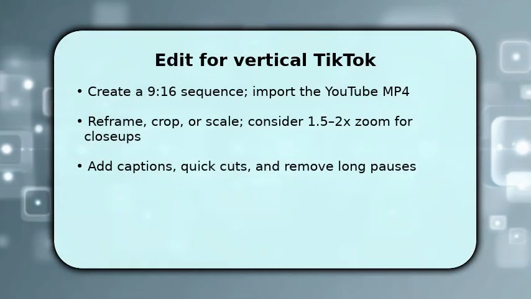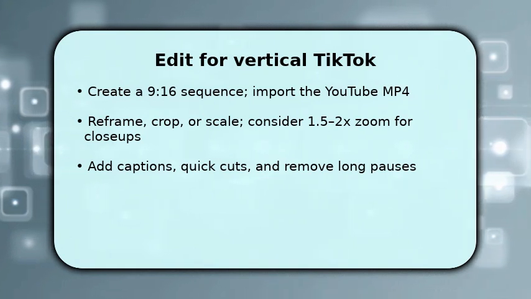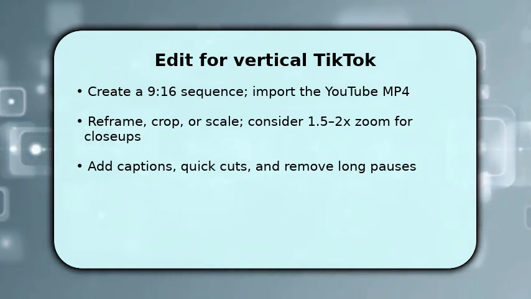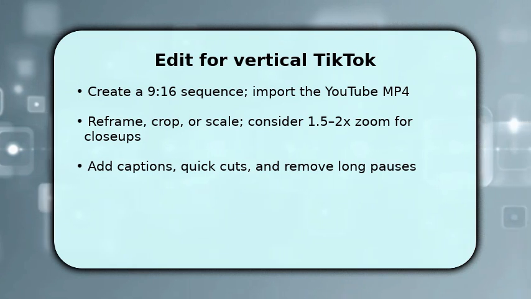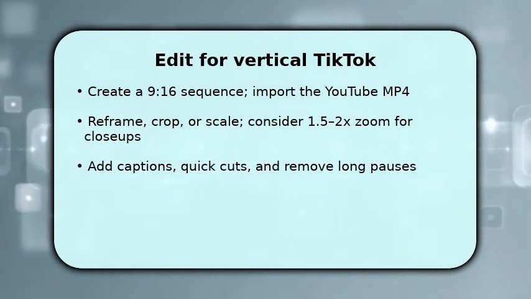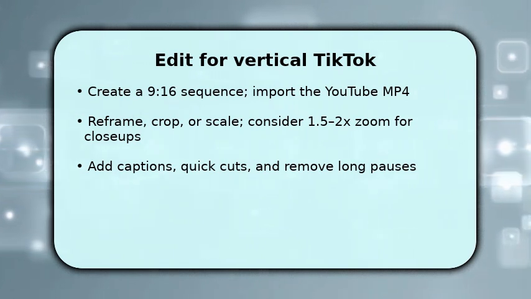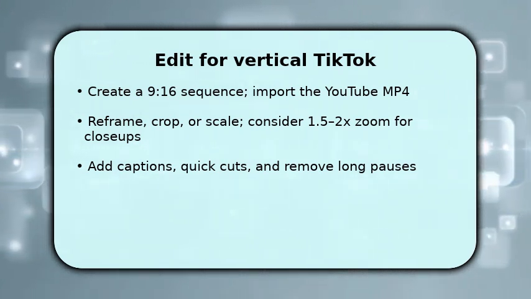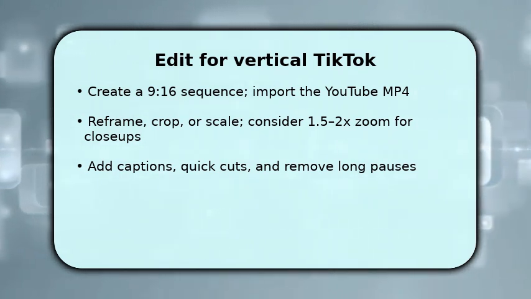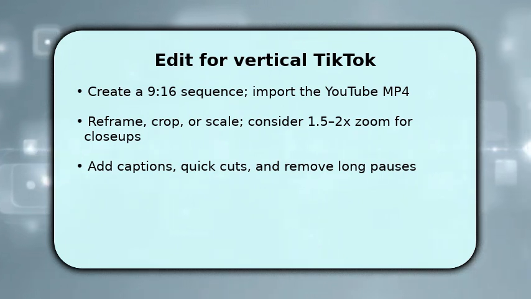Now you move into editing. Set your project to 9:16 and import the YouTube clip. Reframe the shot by panning or scaling so faces and action remain centered. You might use a 1.5 to 2x zoom to fill the frame. Then trim ruthlessly, cut filler, tighten pacing, and add bold captions for viewers who watch muted.